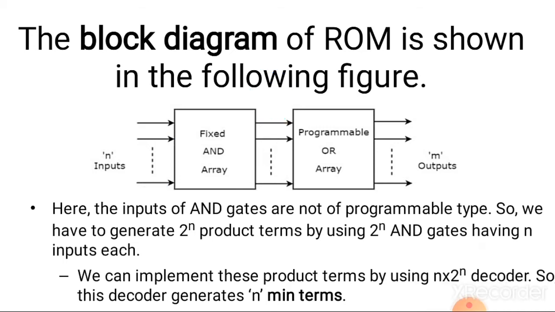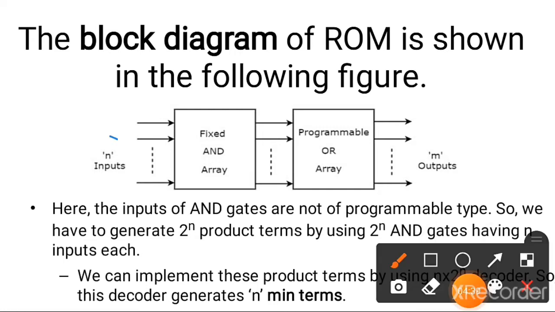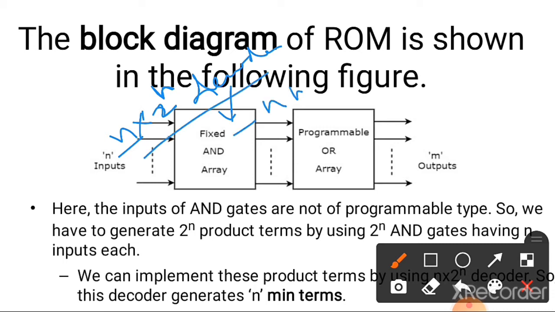Here we can implement these product terms by using an n by 2 raised to n decoder. So here we can replace this by a decoder. Its input is n and its output is 2 raised to n. So this decoder generates 2 raised to n minterms.